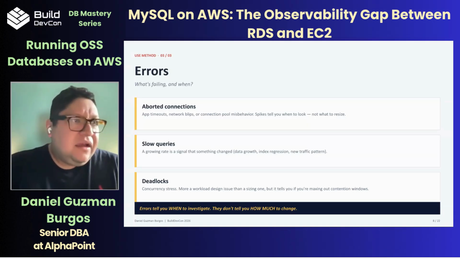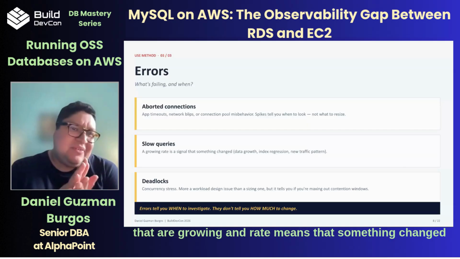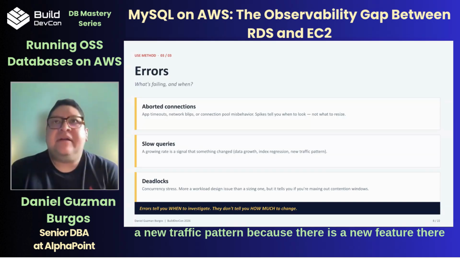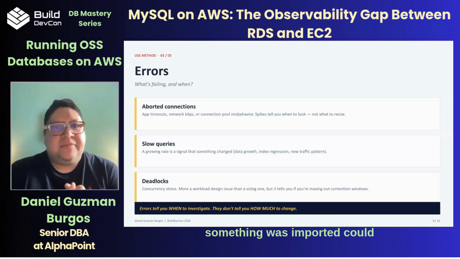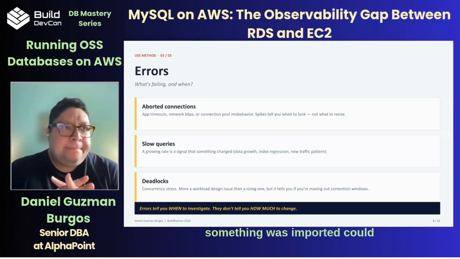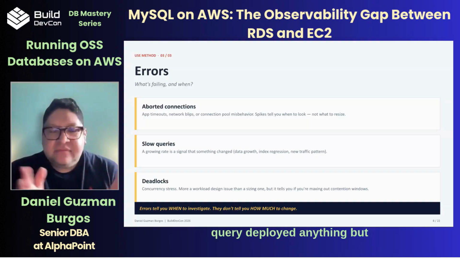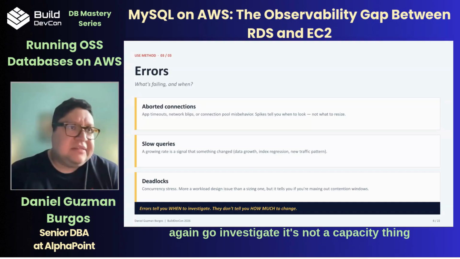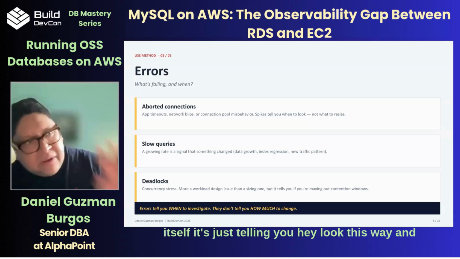The slow queries that are growing in rate means that something changed, right? There's a change on an index, there's a new traffic pattern because there is a new feature, there is a data growth that is significant because something was imported. Could be something on that. A new query got deployed. Anything, but again, go investigate. It's not a capacity thing. It's not gonna tell you anything by itself. It's just telling you, hey, look this way.